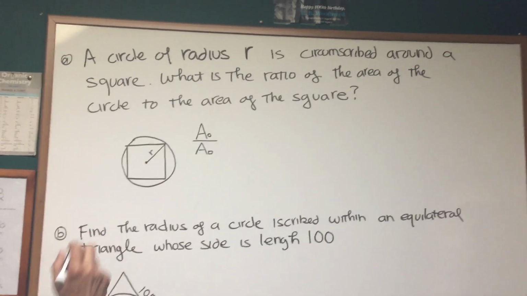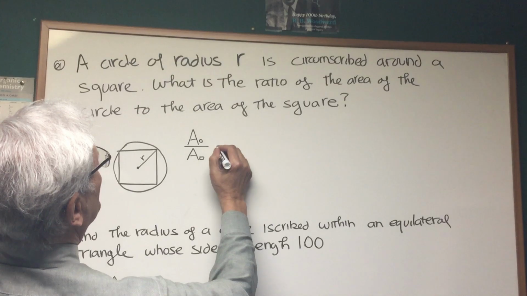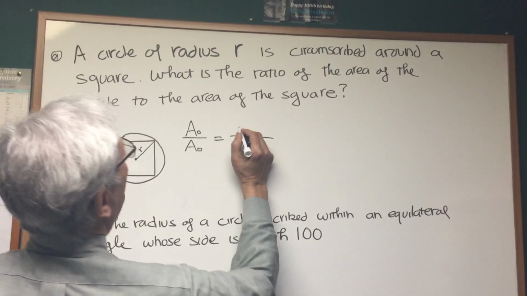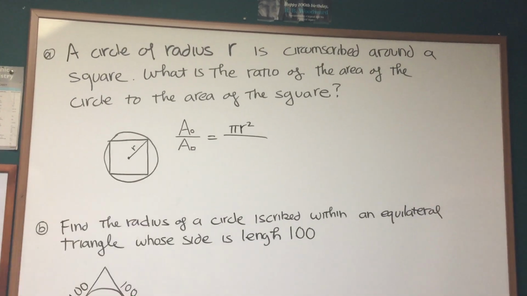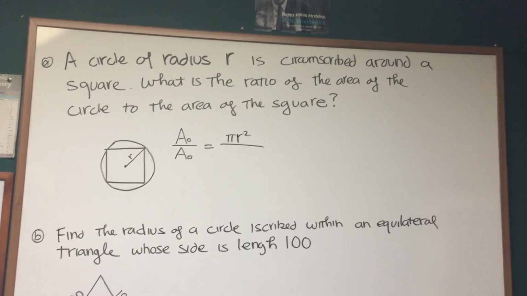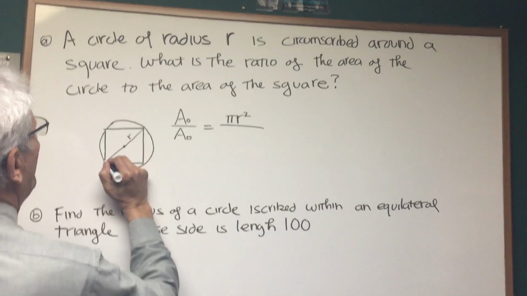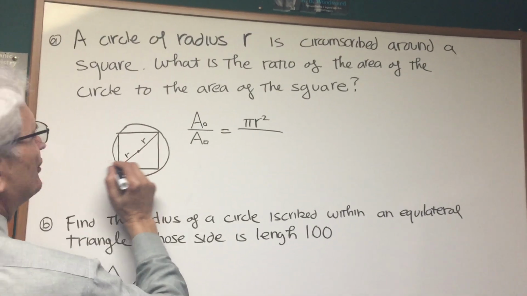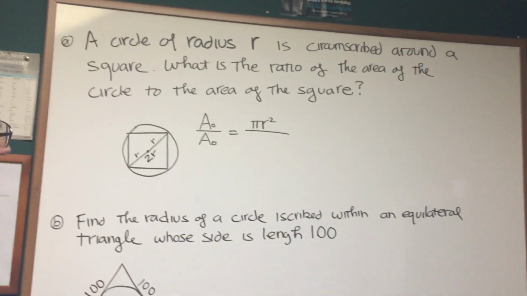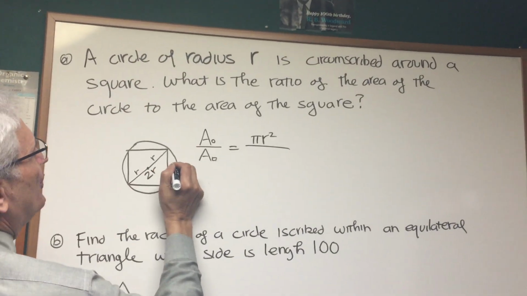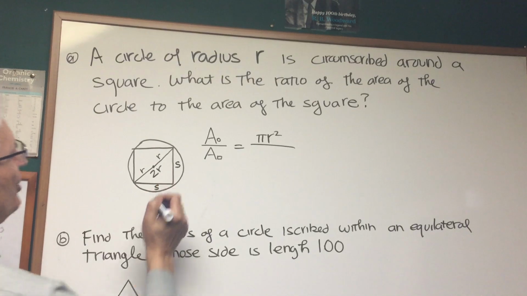Okay, so here we know that the area of the circle, that's pretty easy. It's going to be pi r squared. That's no problem. Now we want to find out the area of the square. How are we going to find the area of the square? Well, I know that the diagonal of the square is going to be a length that's 2r. Let's call one of the sides of the square s. We don't know what it is, just call it s.